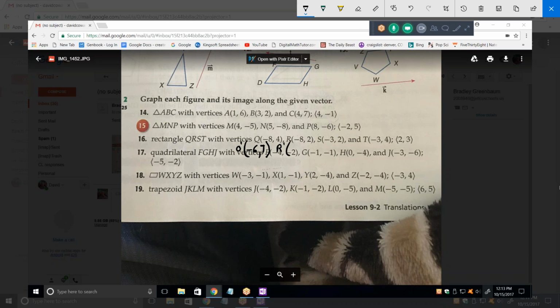And then R prime? It will be -6, 5. S prime? -1, 5. And T prime? -1, 7. Yeah, so that's a rectangle that's parallel with the axes. Okay.